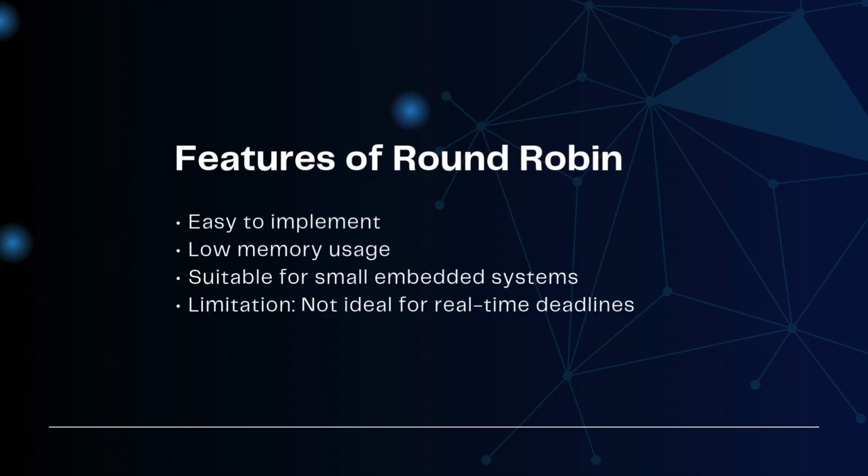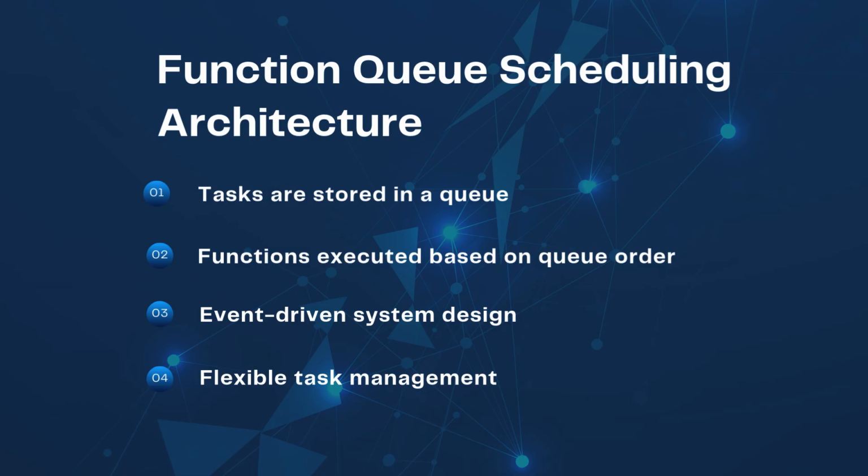So let's talk about the features of round robin. The main advantages of round robin architecture are its simplicity and low memory overhead. It's very easy to implement and debug, which makes it ideal for beginner-level and low-cost embedded devices. However, the major limitation is that it is not suitable for real-time deadlines because critical tasks may get delayed if the loop becomes long. From an MSc perspective, we can say it lacks deterministic scheduling for time-critical operations, and that's why it is not suitable for every problem.